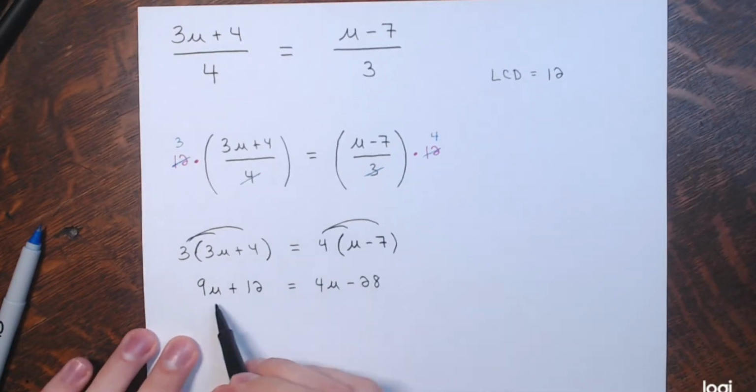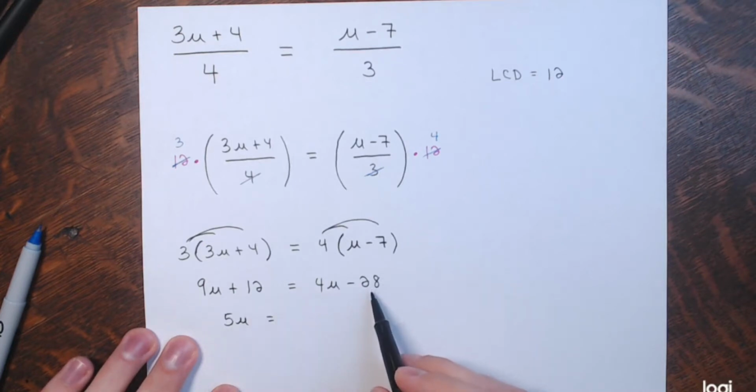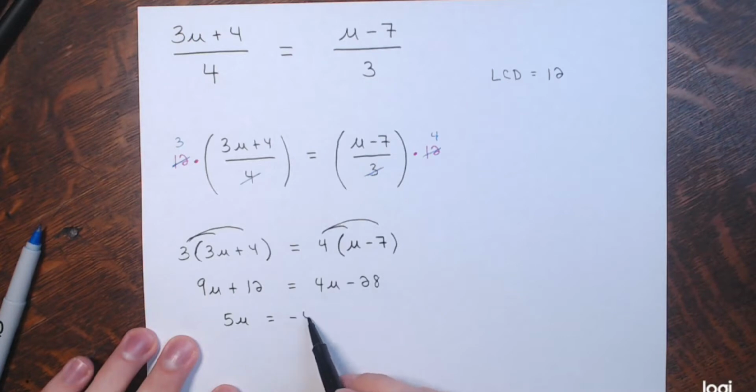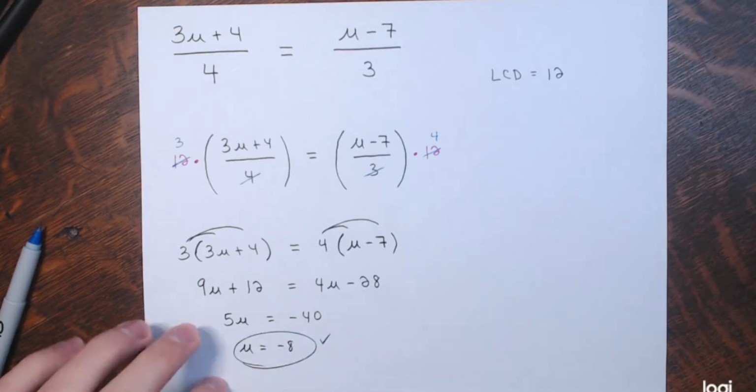I'd subtract 4u to get 5u on the left, subtract 12 to get negative 40 on the right, and then divide by 5. u would be negative 8. And don't forget to check the solution.